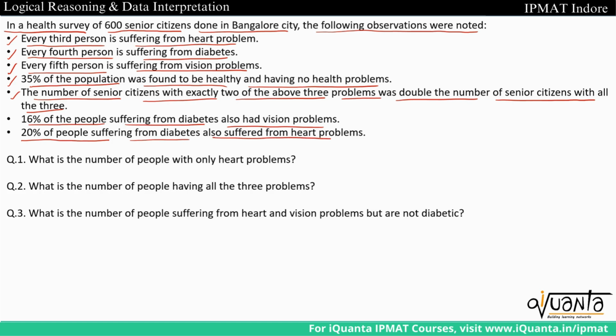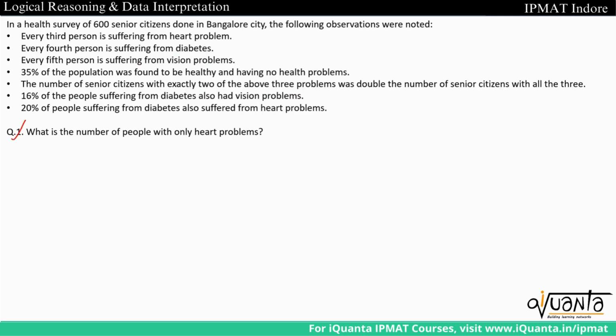So by reading the set, we have a clear idea that there are 3 diseases over here: heart problems, diabetes and vision problems that people are suffering from. Total 600 senior citizens have been surveyed. Then afterwards we have been given some clues regarding all the regions in the 3-set Venn diagram. So we'll be drawing a 3-set Venn diagram and then we'll try to solve these questions one by one. So the first question is, what is the number of people with only heart problems?